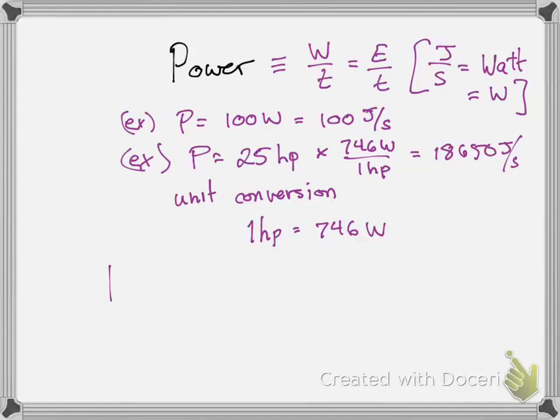So in a circuit, power in a circuit is equal to current times potential difference. Let me change that.